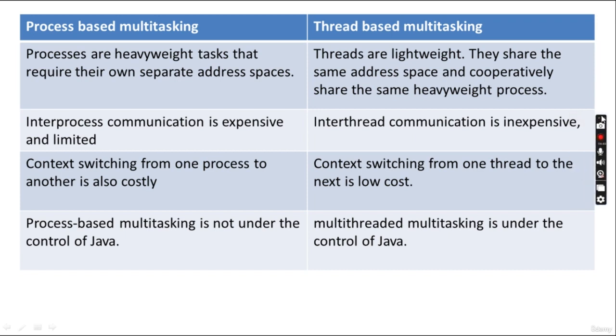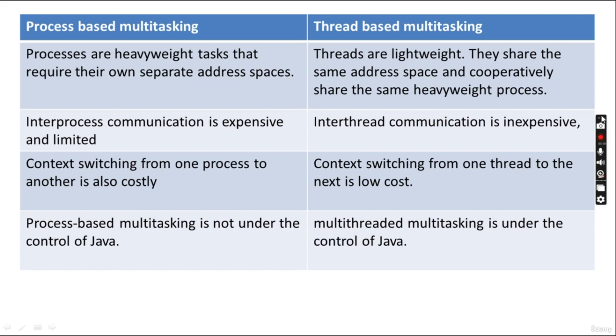Processes are heavyweight tasks that require their own separate address spaces. Threads are lightweight. So processes are heavyweight and threads are lightweight. This is the basic difference. Threads share the same address space and cooperatively share the same heavyweight process. In process-based multitasking, inter-process communication is expensive and limited. Inter-thread communication is inexpensive in thread-based multitasking. So the first difference is that processes are heavyweight tasks and threads are lightweight tasks.